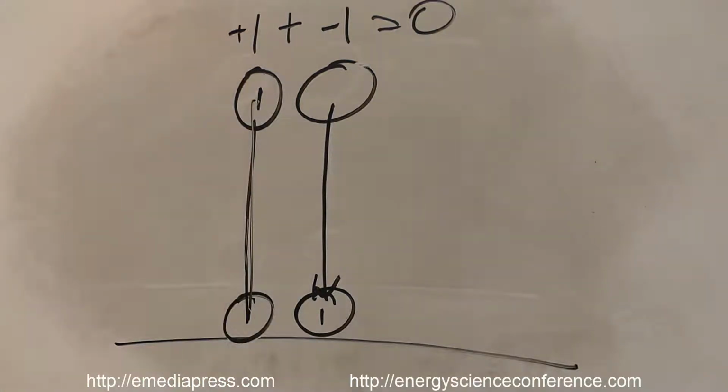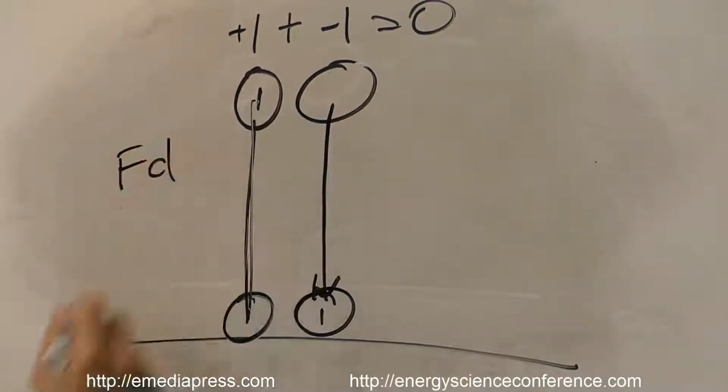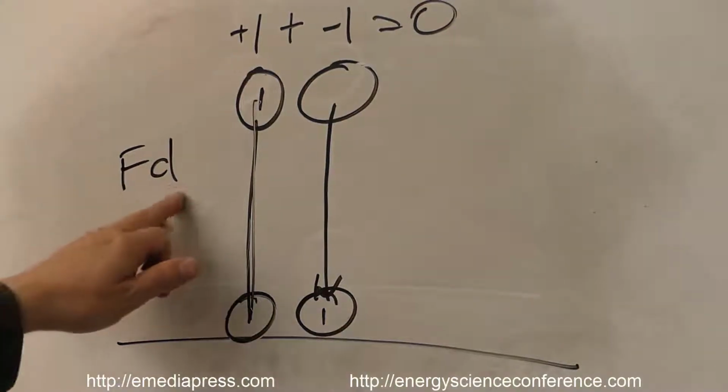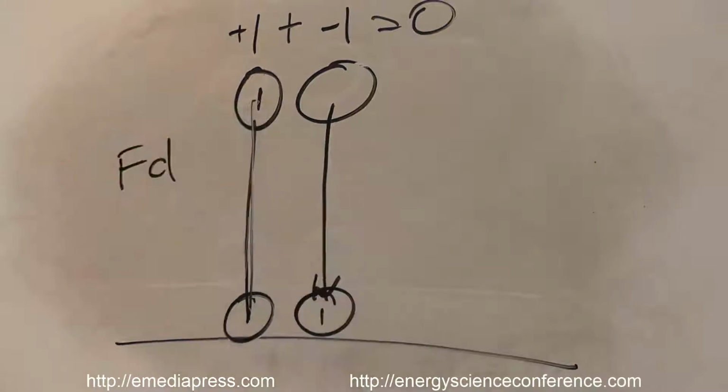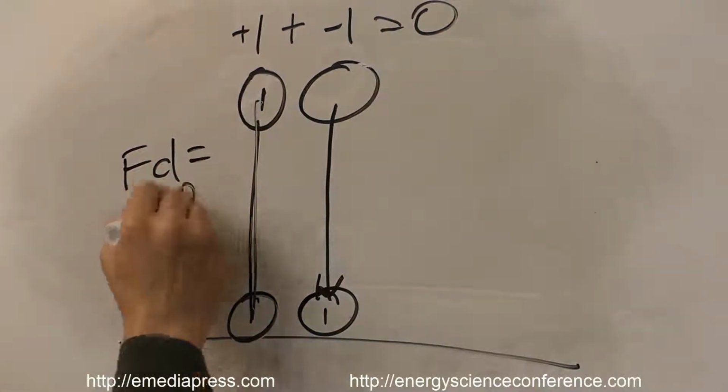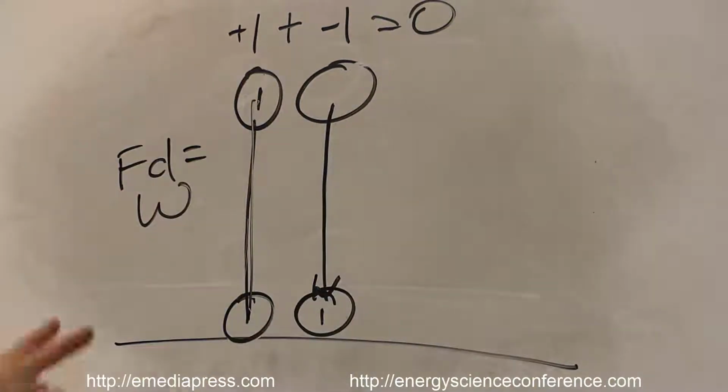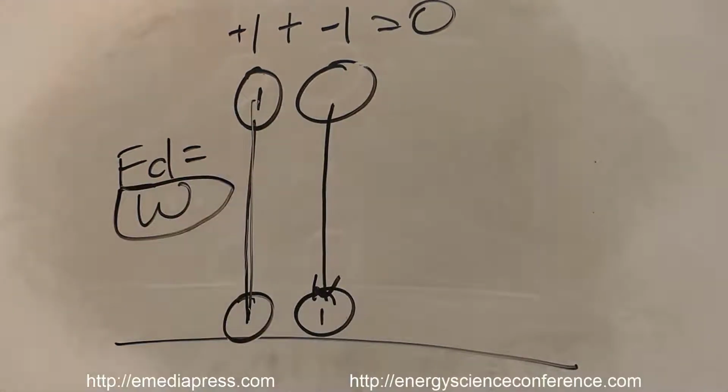Work was done because force times distance, force is mass times gravity, and then times distance is going to tell you how much work was done to lift it. So there's a calculation to tell you how much work, which is real energy, which is entropy, which created heat to lift this object.